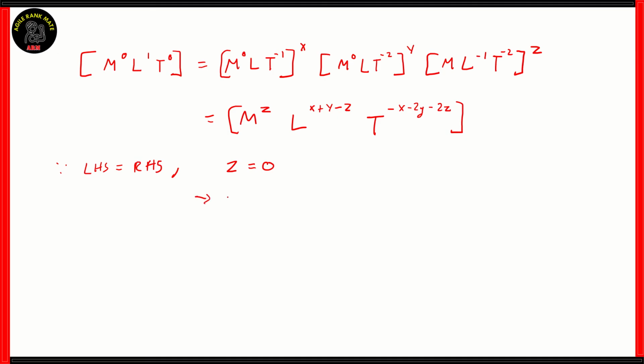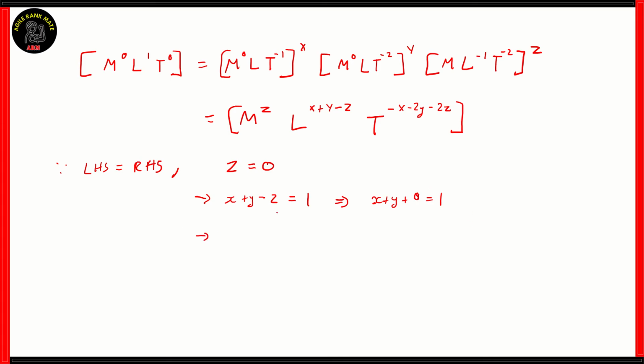We also know that x plus y minus z is equal to 1, since the exponent of length on the left-hand side is 1. Now, since we already know that z equals 0, it will be x plus y plus 0 equals 1, which is basically the same as x plus y equals 1.